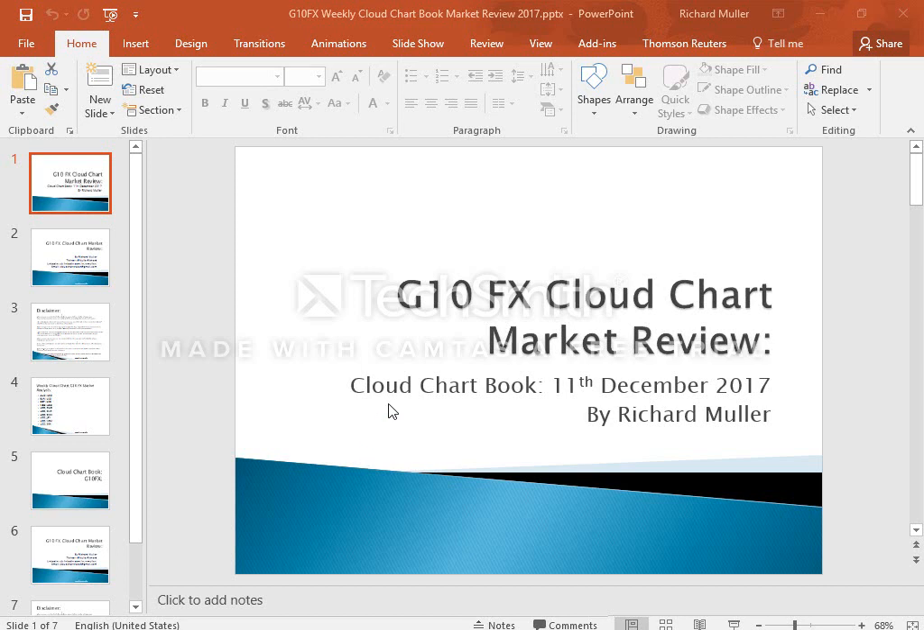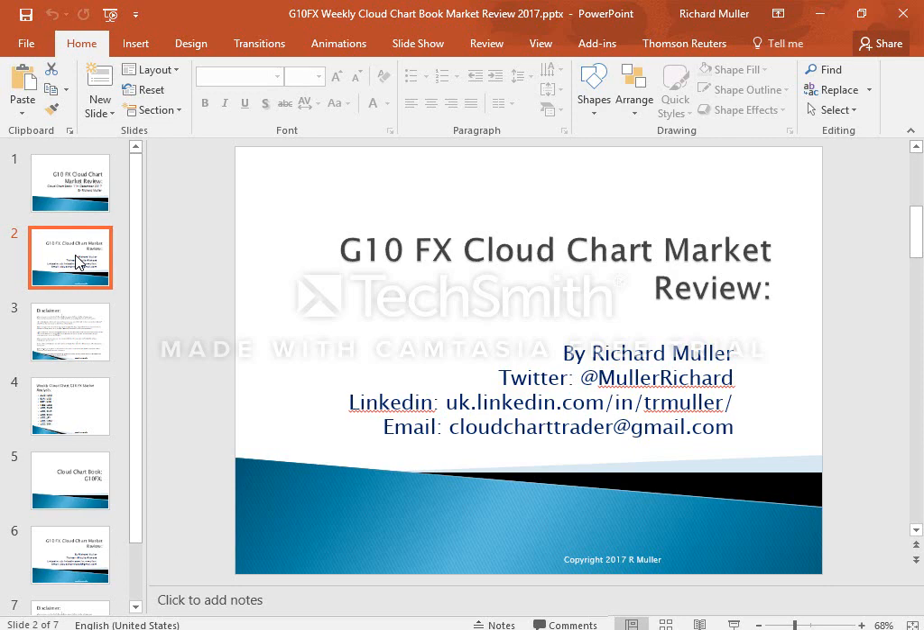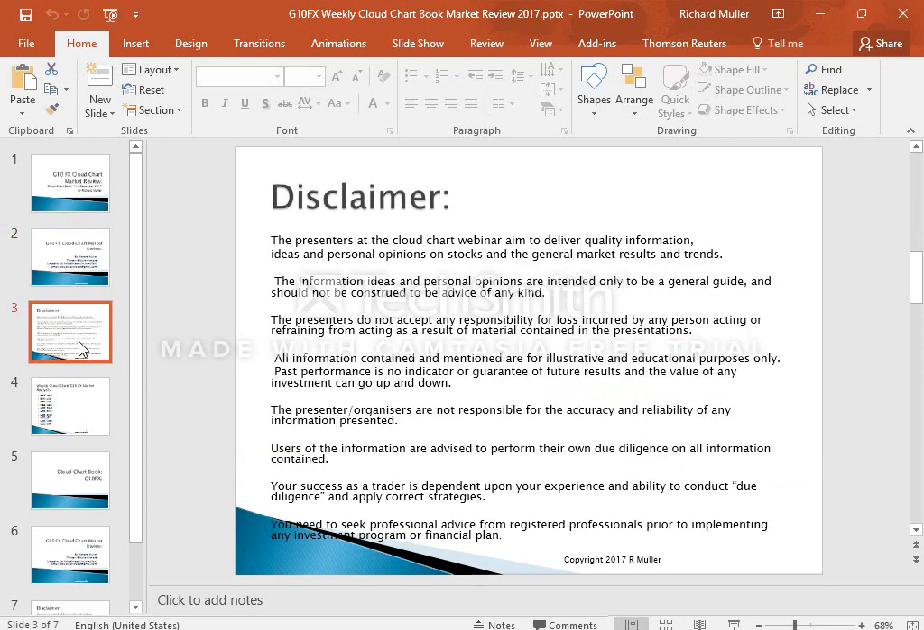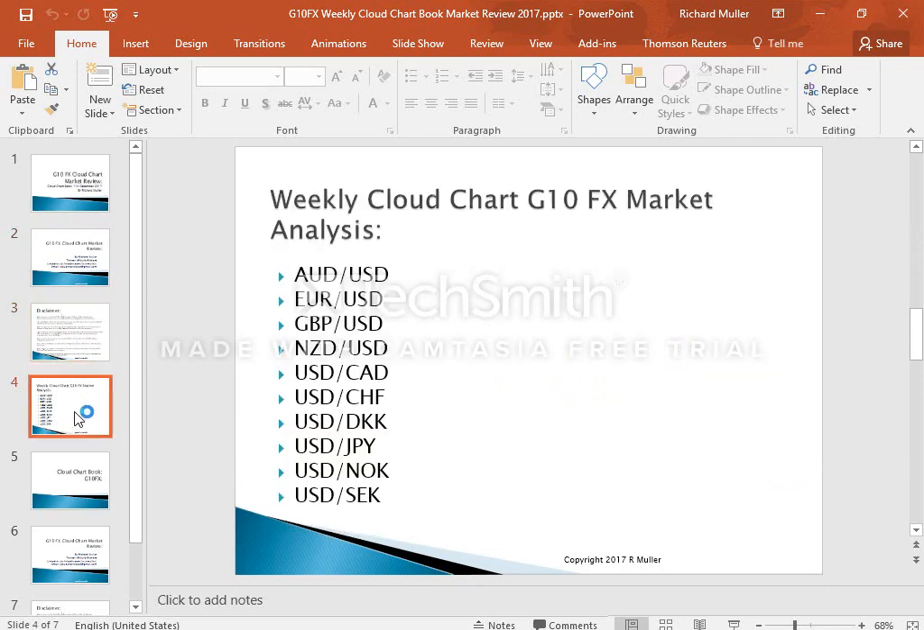Good morning everybody, it's Monday the 11th of December, and this morning I'd like to do the G10 FX cloud chart market review, looking at the G10 currency pairs from an Ichimoku cloud chart perspective. So these are the currency pairs we'll be covering in this morning's cloud chart analysis.